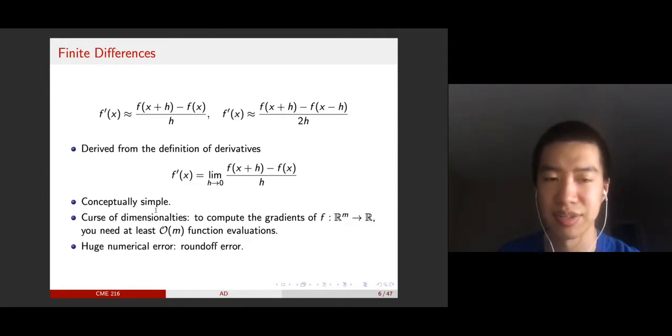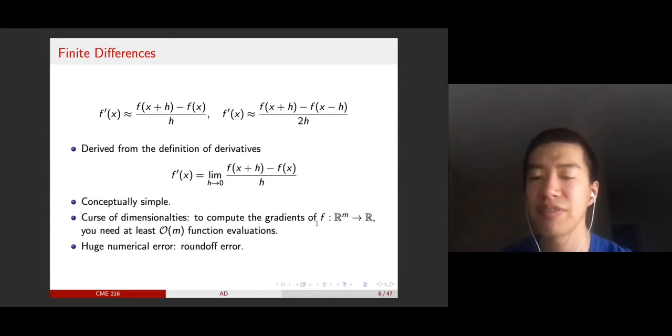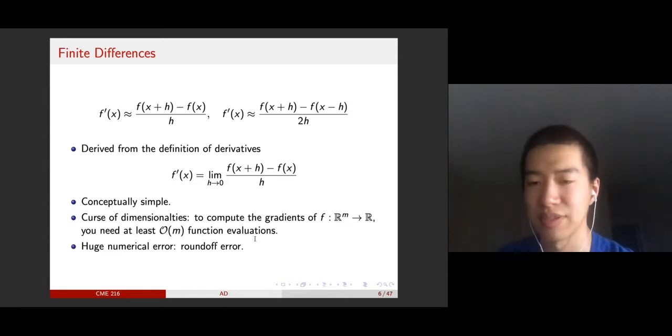They are very simple and conceptually simple. However, the problem is the curse of dimensionality. For example, if you have a function f which maps from m dimensions to a scalar, then you need at least m function evaluations.